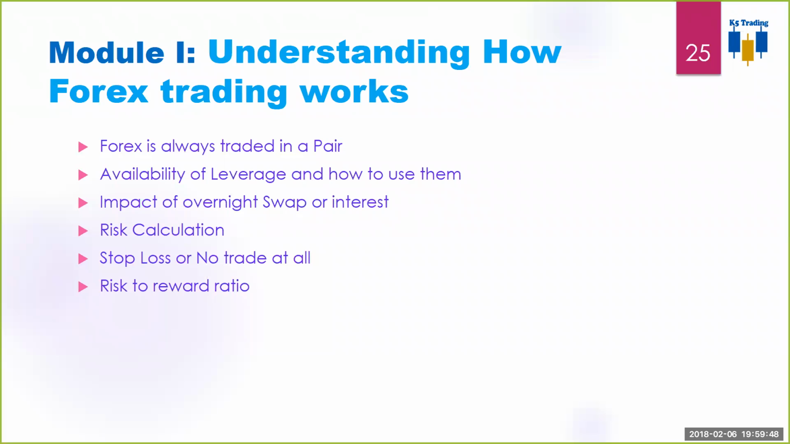Risk to reward ratio is also very important, and you need to make sure that your risk to reward ratio is at least 1-to-1 or 1-to-2. 1-to-2 is what you should most probably have, but if you can't, then the minimum is 1-to-1. You must have it. How to calculate risk to reward ratio, we will cover in a few slides, or maybe during the weekend training session.